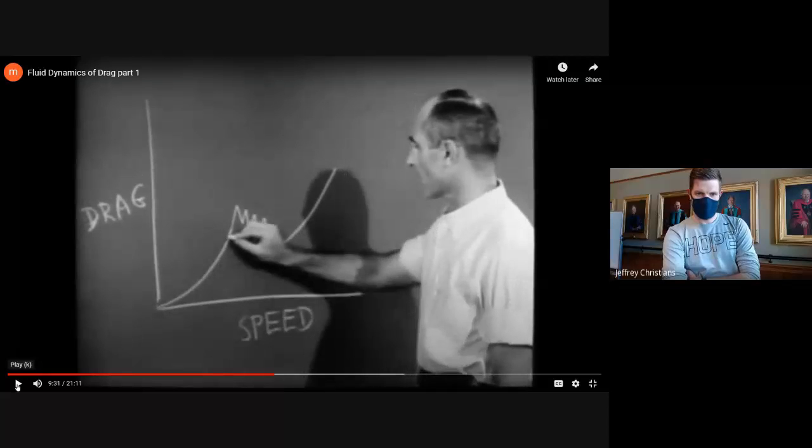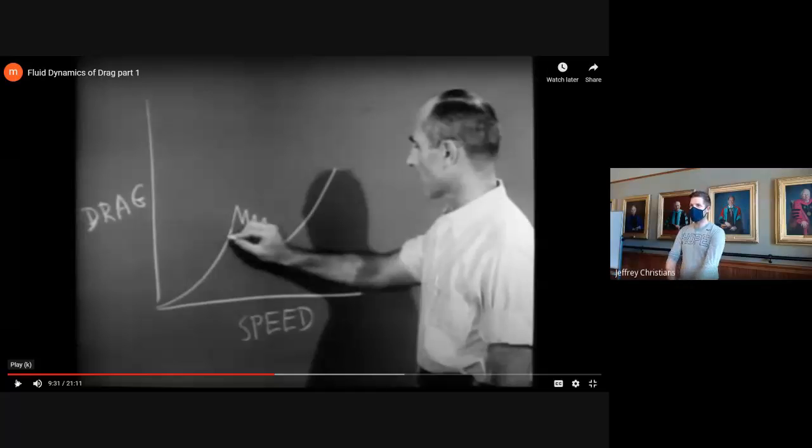Okay, so just to have this graph to look at. So what's happening here? Well, at low speeds, things are behaving kind of as we would expect. So what we have is a laminar boundary layer.